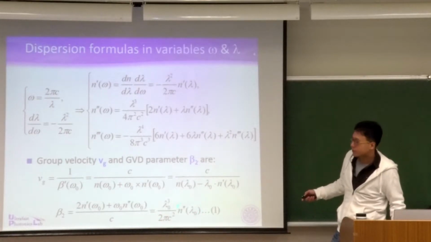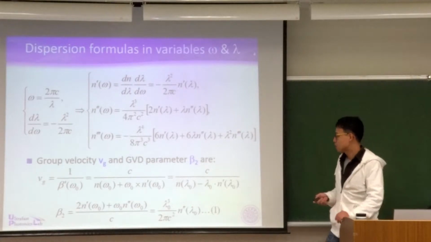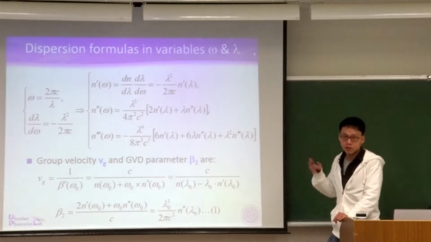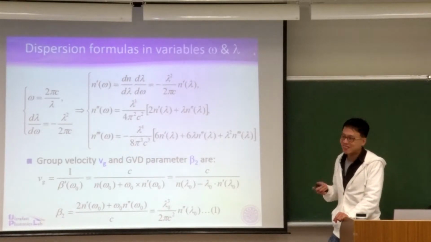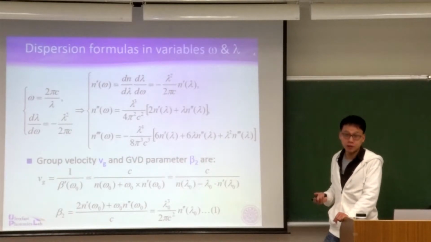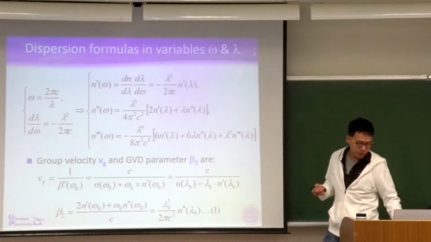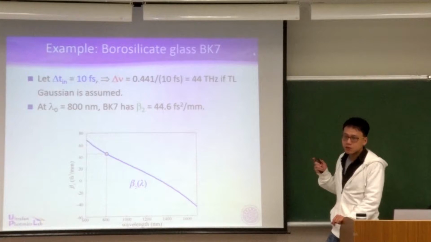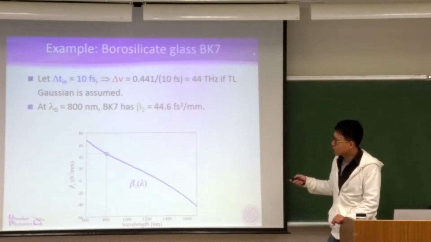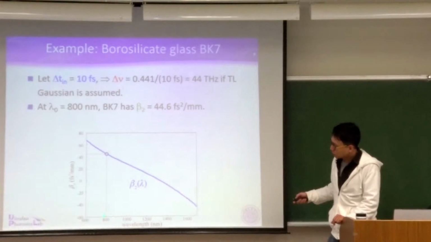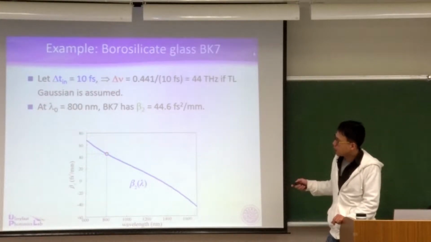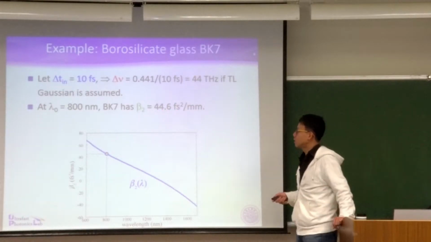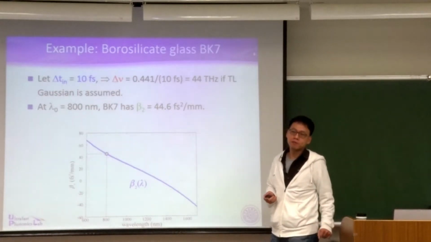I need to find the Sellmeier equation for BK7 glass. Okay. I can numerically calculate the second order derivative of index. Then using equation 1, I can calculate beta 2 as a function of wavelengths. Okay. So this is the result. And since the working wavelength is centered at 800 nanometers, look at 800 nanometers, you can find the corresponding beta 2 is 44.6 in units of femtosecond squared per millimeter.